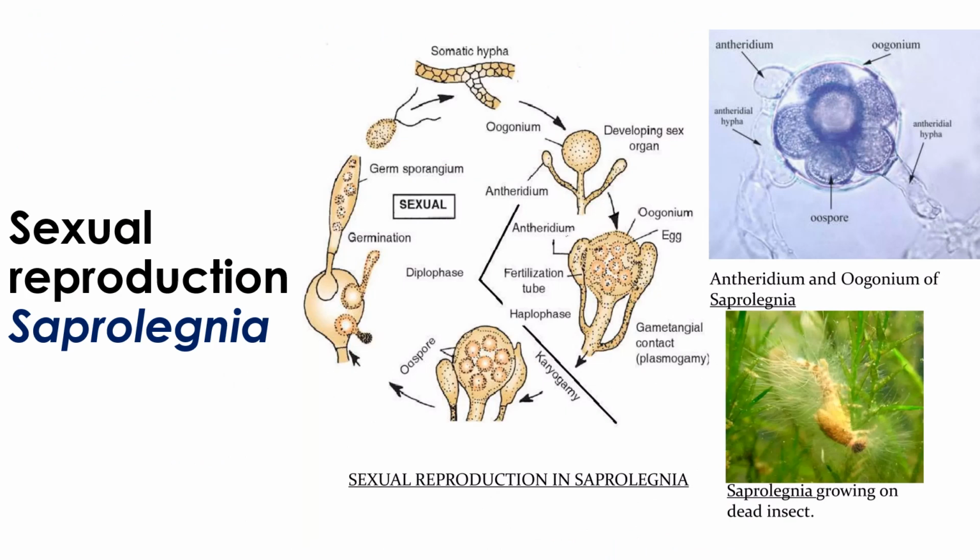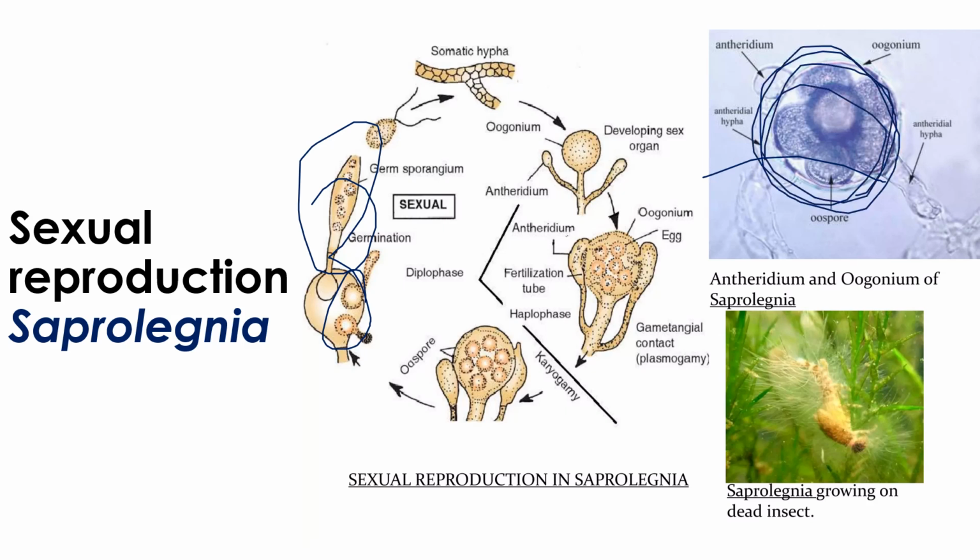This is the sexual reproduction of Saprolegnia. We can take primary zoospores and secondary zoospores, so production of two kinds of zoospores is an important feature of Saprolegnia. One more important feature is that the oogonium contains multiple oospores. That is also one of the common features of the life cycle.